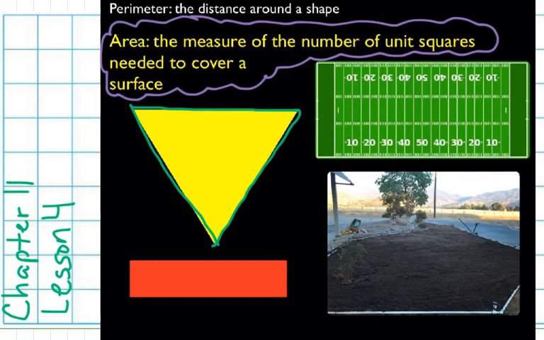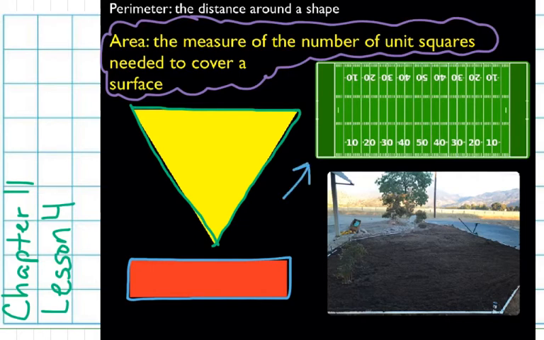What about the red rectangle? The blue line would be the perimeter. The red is the area. In the football stadium, the perimeter is the white edge, and the grass would make up the area.